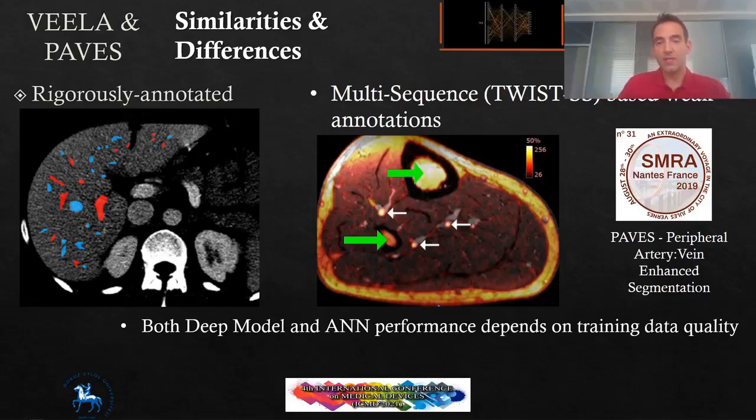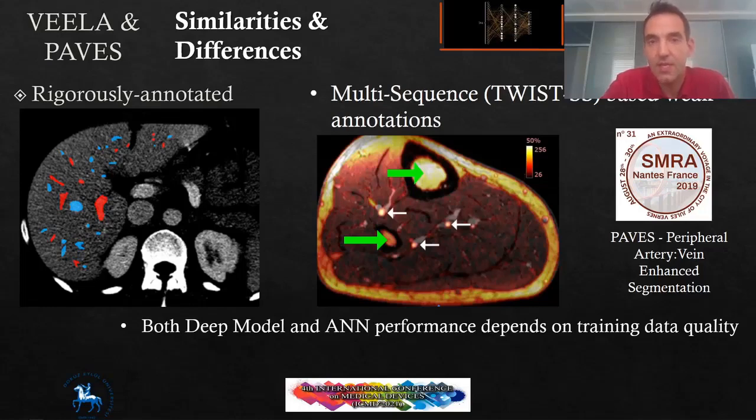And why is this called a weak annotation? Because this is not annotated by manual labeling. Instead, the organizers use different MRI sequences and obtain their fusion to create weak annotations.